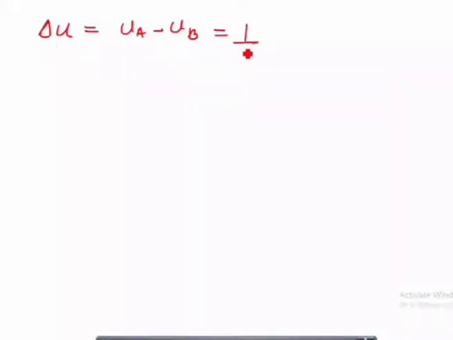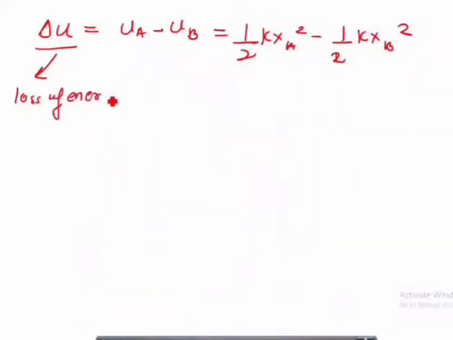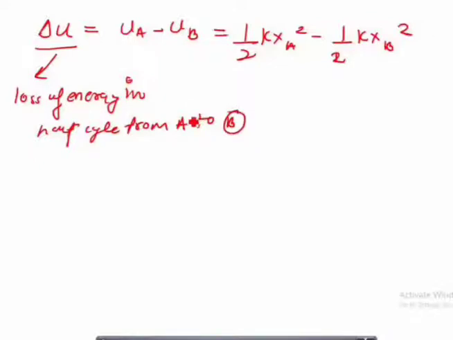So what is UA minus UB? 1/2 K XA square minus 1/2 K XB square. So what is del U? Del U is nothing but the loss of energy in a half cycle from point A to point B, which is 1/2 K XA square minus 1/2 K XB square. Let this be equation number 1.